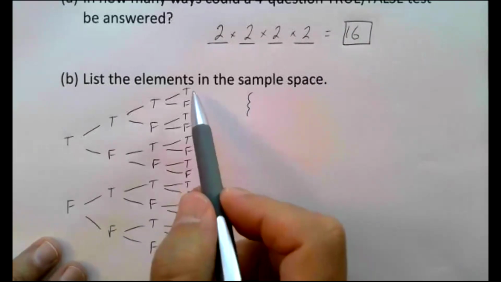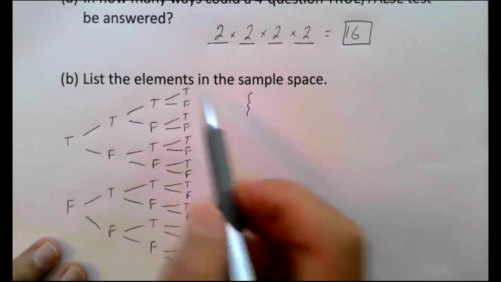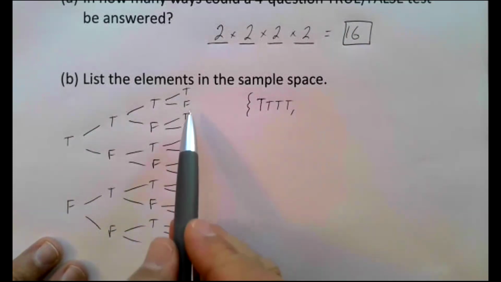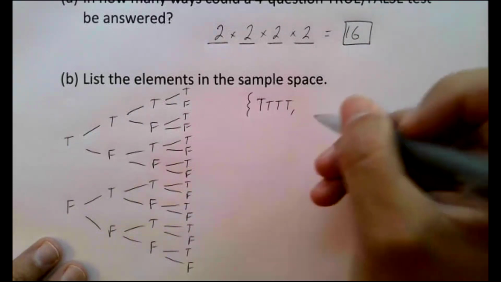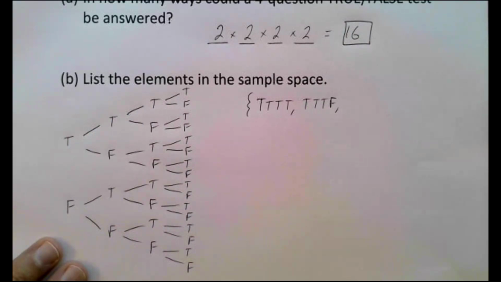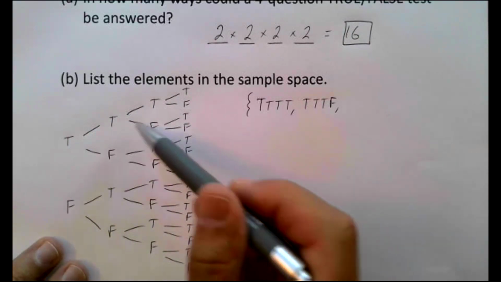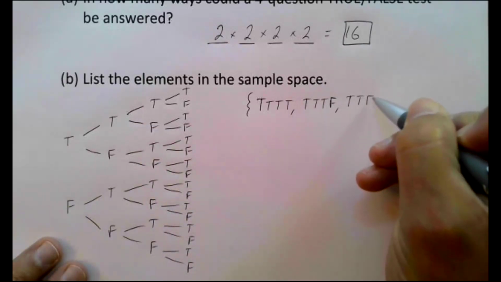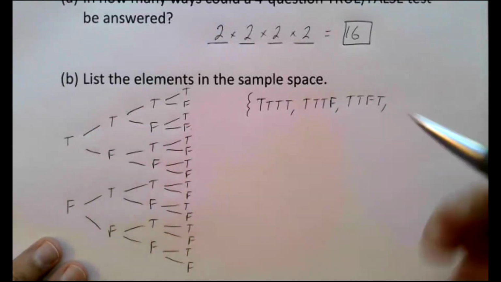One way you could answer the 4 questions is look at the very top thing, come backwards: true, true, true, true. You could just say true on all of them. Look at the next one. True, true, true, false. You could say true on the first 3 and then false on the last one. Here's the next one. Go backwards. True, true, false, true. And then look at the 4th one. True, true, false, false.